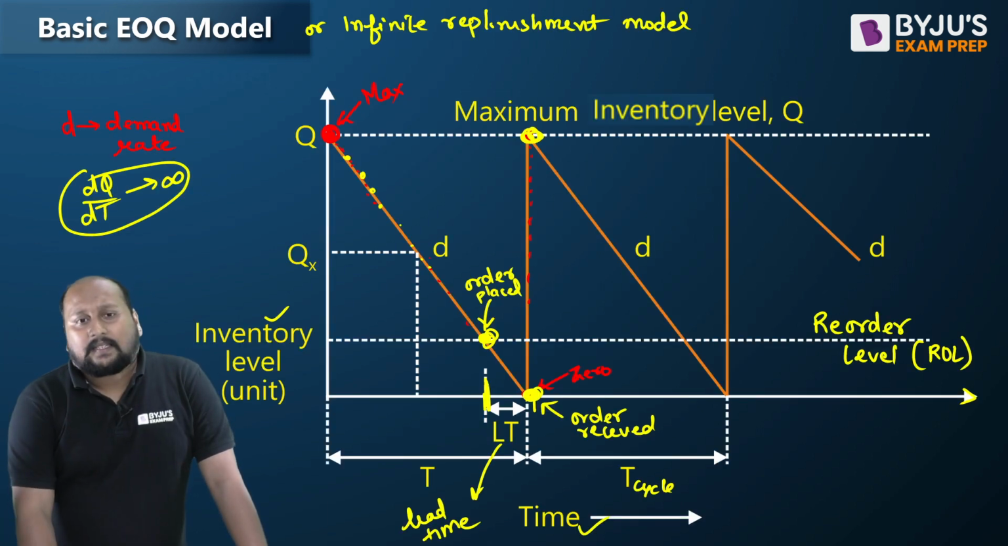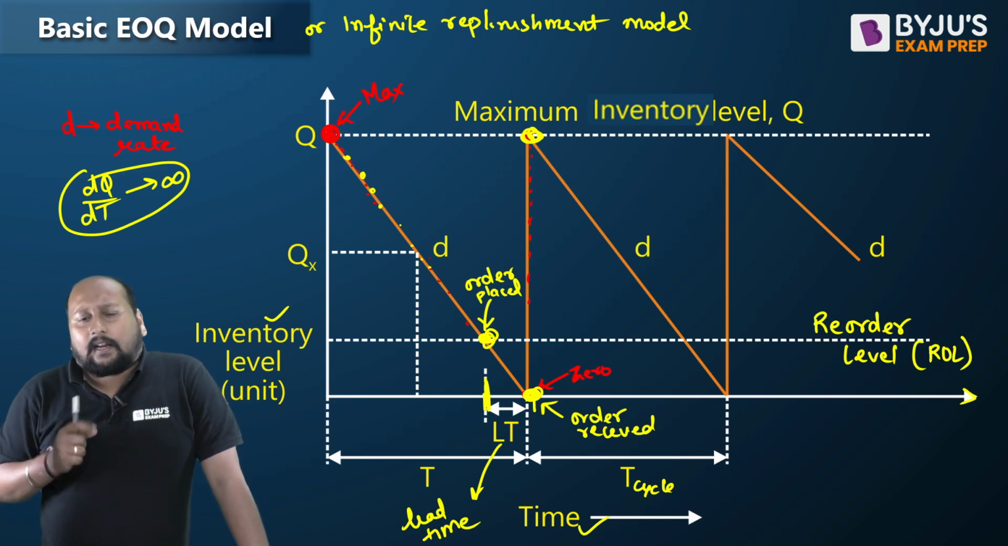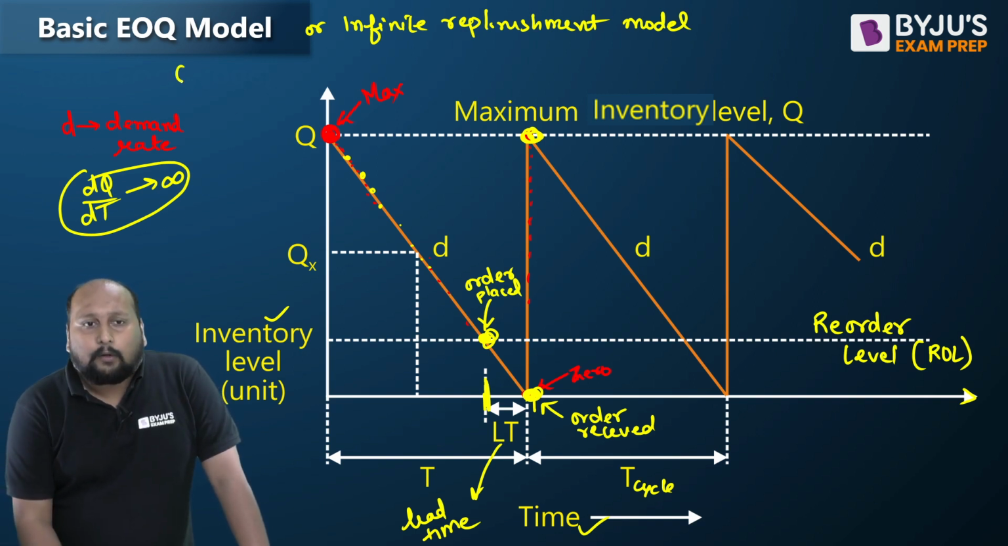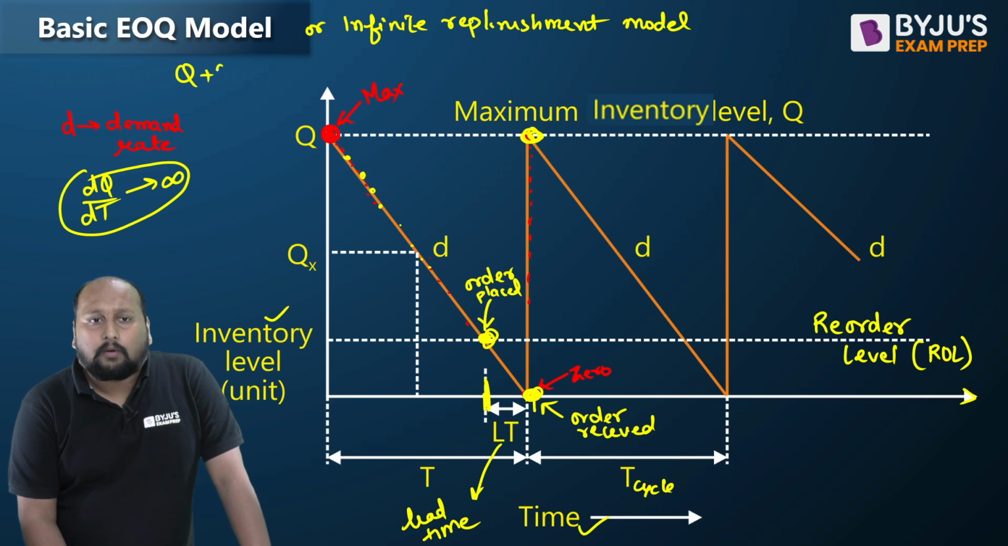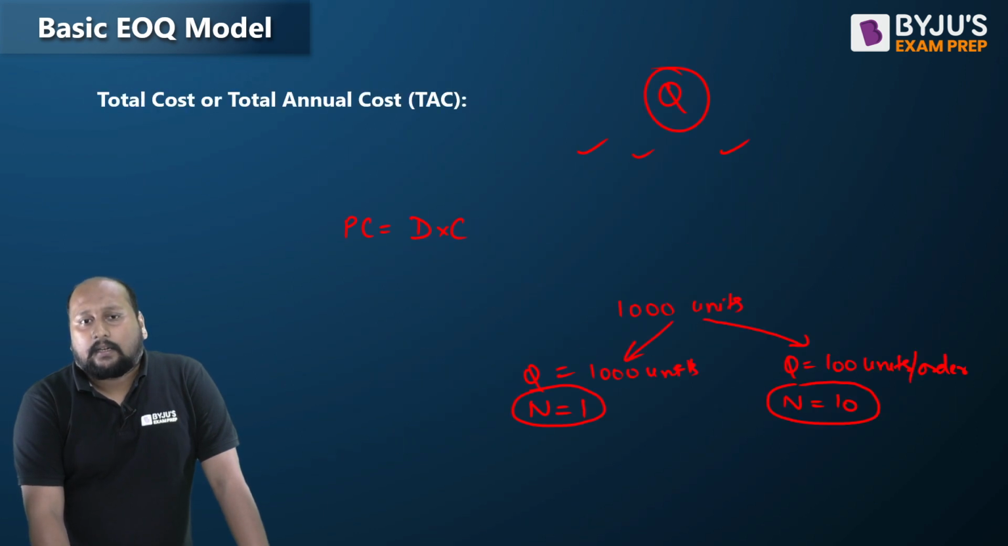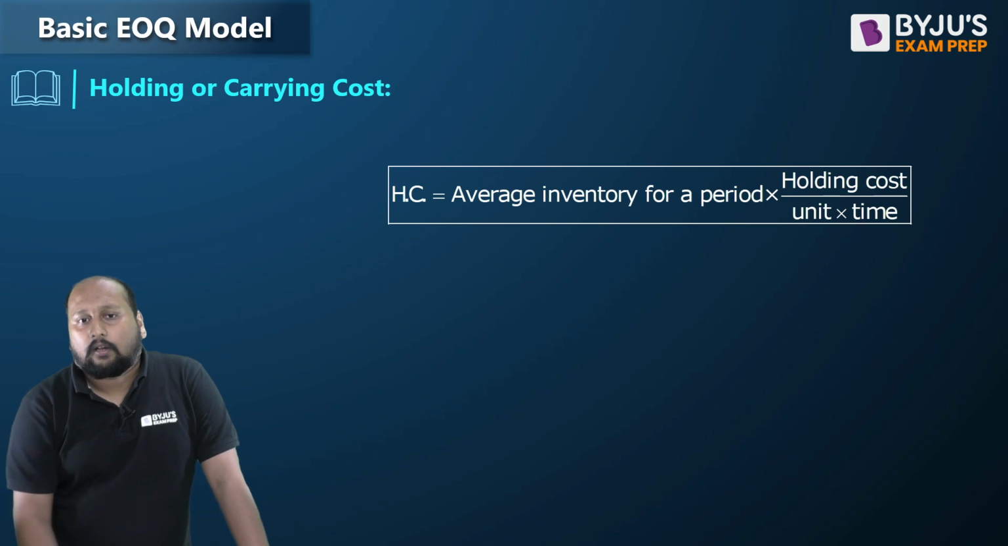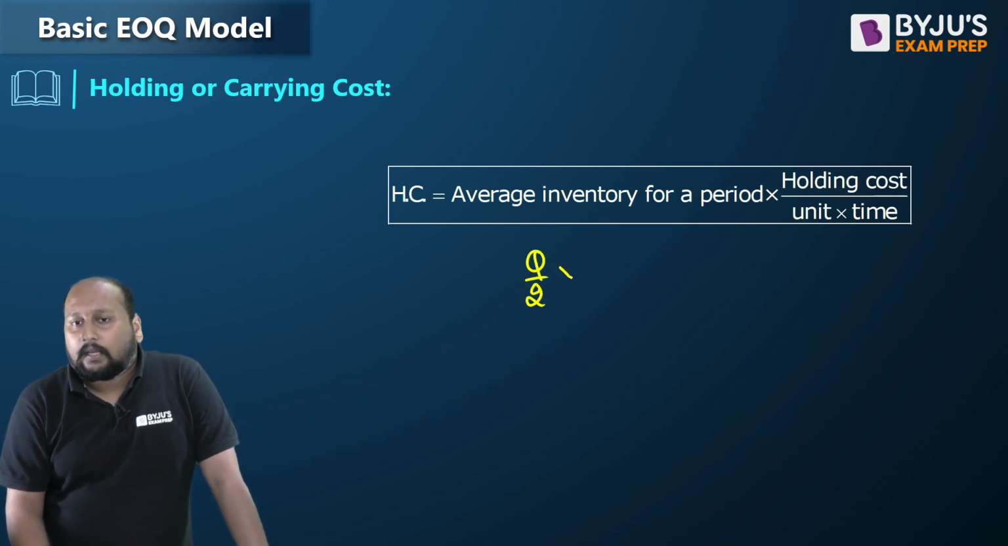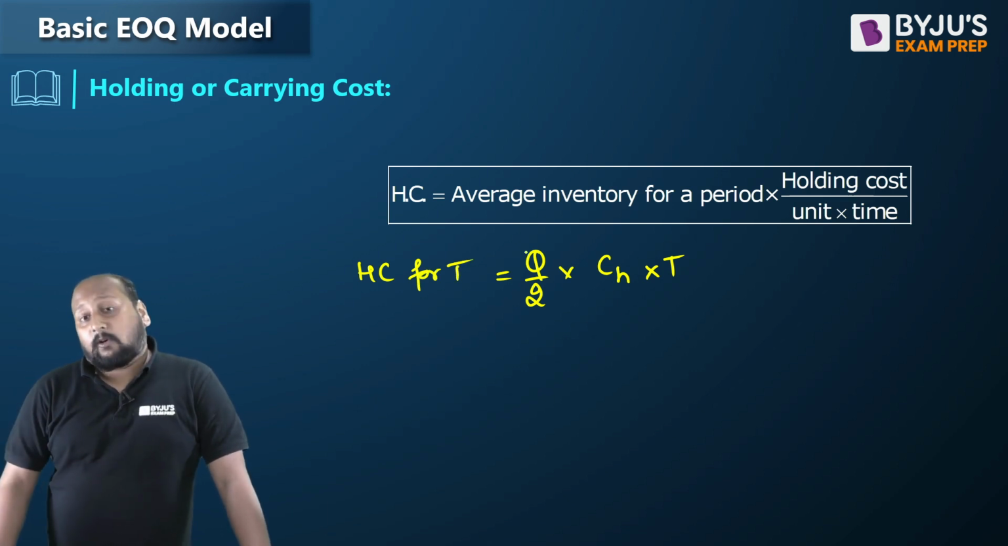Now if I ask what the average inventory in one cycle is, your maximum value is Q and the minimum value is 0, so (Q plus 0) by 2 is your average inventory in one cycle. By definition, holding cost is average inventory times holding cost per unit time times the time period. So Q by 2 into CH into T is the holding cost for one time period T.